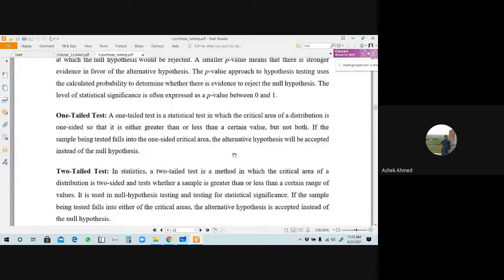So now we will see some tests here. There are 2 types of tests: one is the one-tailed test and another is the two-tailed test. In this topic there are 2 types of test. The topic's name is hypothesis testing. How can we test the hypothesis? So there will be 2 types of test: one is the one-tailed test, another is the two-tailed test.